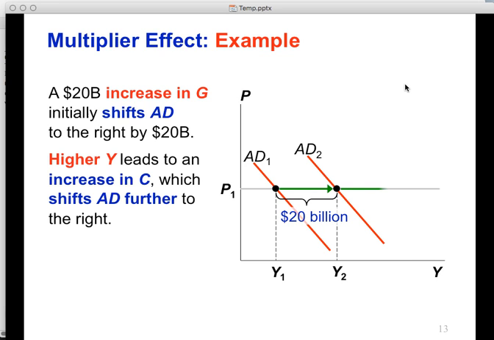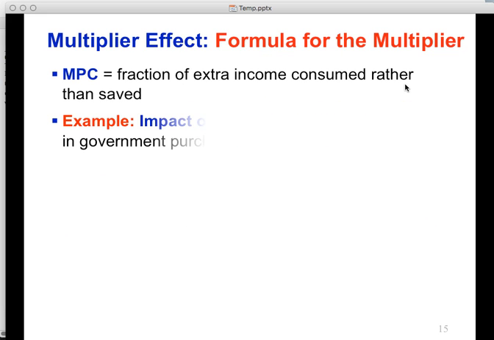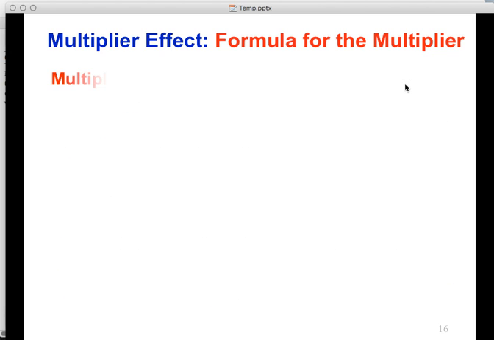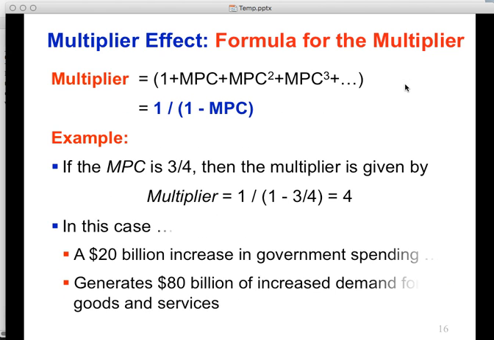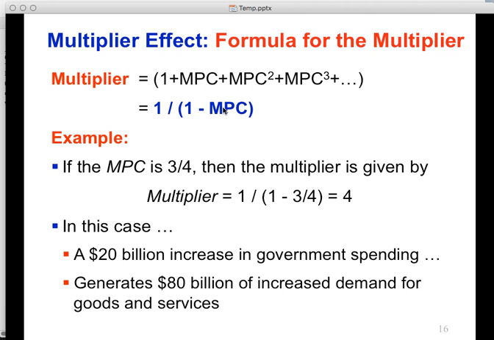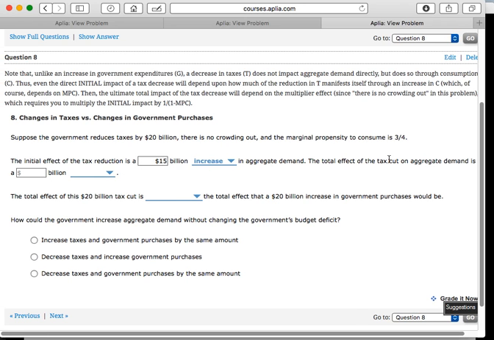But again, that 15 billion then gets spent again, right? And so we again have to deal with our multiplier. So it gets multiplied. That 15 billion goes into people's pockets, and again, part of it is spent. So we go back to our multiplier formula here. So the total effect of the tax cut in aggregate demand is a what? Well, if the MPC is 3/4, then 1 minus 3/4 is 1/4. 1 over 1/4 is 4. So look, it's right here, the multiplier is 4. So the initial effect is 15 billion, but then it gets multiplied by the multiplier.